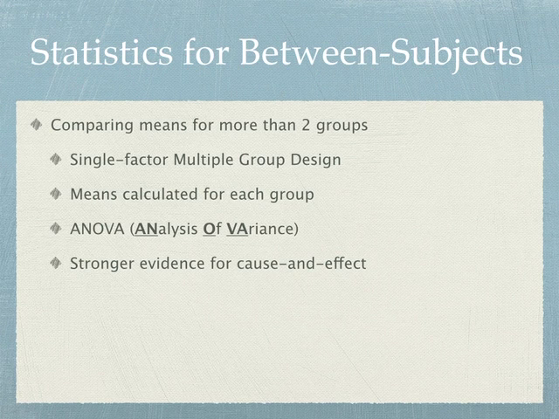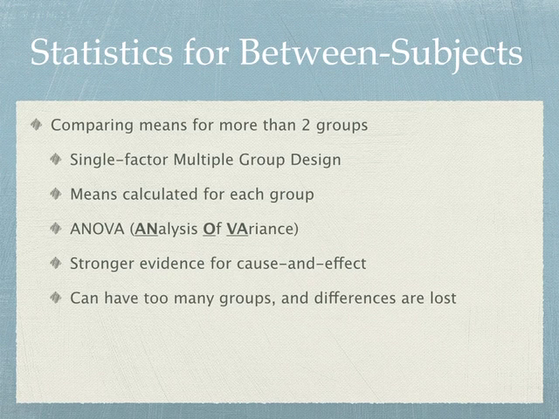Because we have more levels, it gives us stronger evidence for cause and effect. It gives us, again, more independent, more internal validity. But again, you can really water this down. If you had done A through E, if you had done all 5 of those levels, you really have watered down your data quite a bit. And a lot of those differences can be lost then. So you can have too many groups.